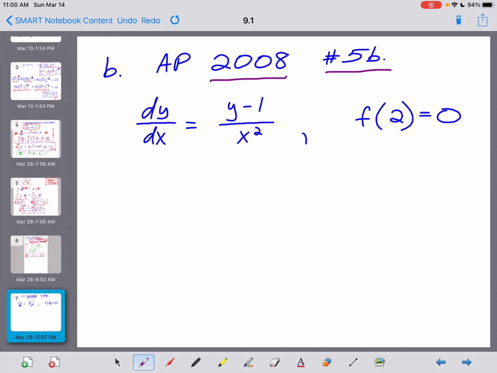So look at what they've given you here, guys. dy/dx, that's a derivative, is equal to (y minus 1) over x squared. So there's the derivative. And they've given us an initial condition here that f of 2 is equal to 0. So again, when x is 2, y is going to equal 0. And our job here is to solve this initial value problem and come up with the one and only one function that has dy/dx here as its derivative and passes through the point (2, 0).